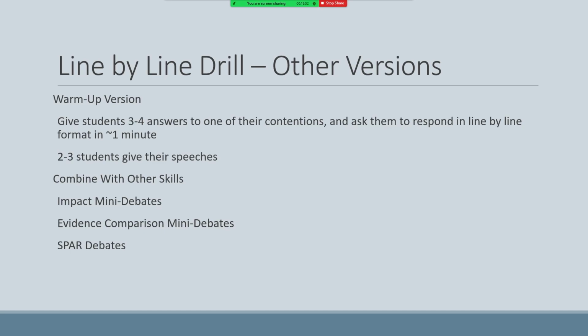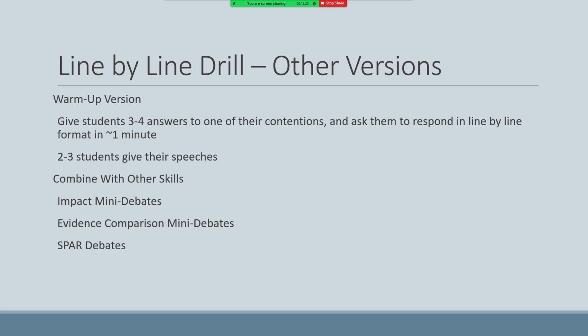So in this case, you would be practicing their contention, and they would be familiarizing themselves with responses to their contention. And you can also combine it with other exercises. For example, one that I like to do is impact mini debates. Impact mini debates are where you take away all the other parts of a contention and you just give each side an impact, a thing that a contention might end in.